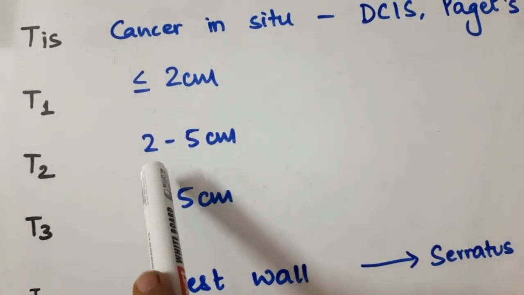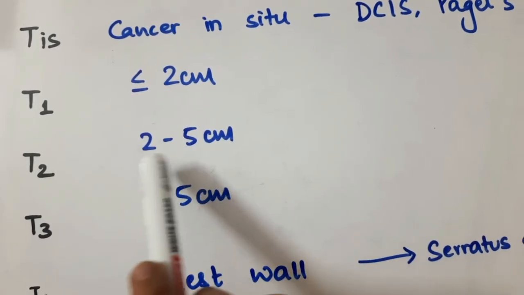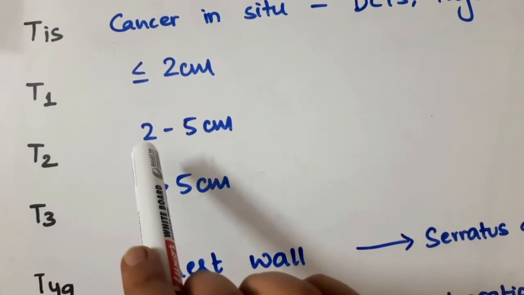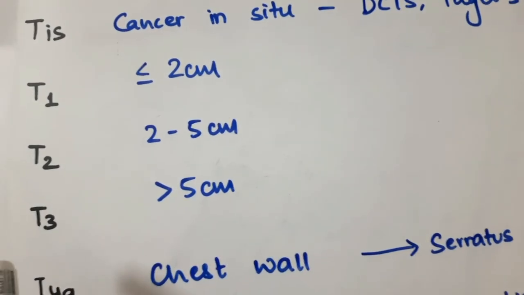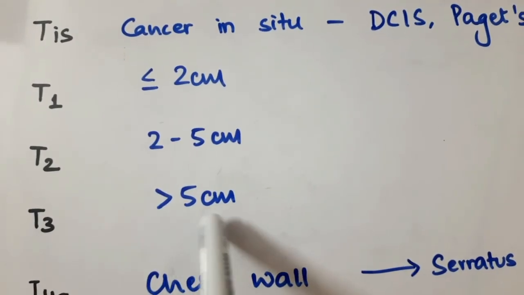T2 is a size between 2 to 5 centimeters. So if the size is anywhere between 2 to 5 centimeters, it is T2. T3 is a size of more than 5 centimeters.